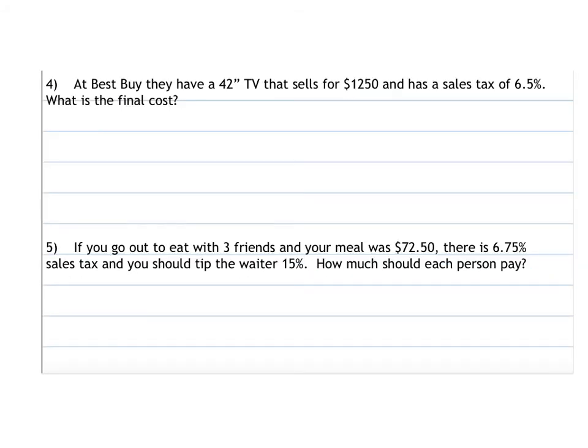Okay, the next two. At Best Buy, they have a 42-inch TV that sells for $1,250 and has a sales tax of 6.5%. What is the final cost? This is asking after the sales tax, how much would you pay? So I'm going to use method 2. I'm going to take 100% and add on the tax, which is 106.5%. Turn that into a decimal.